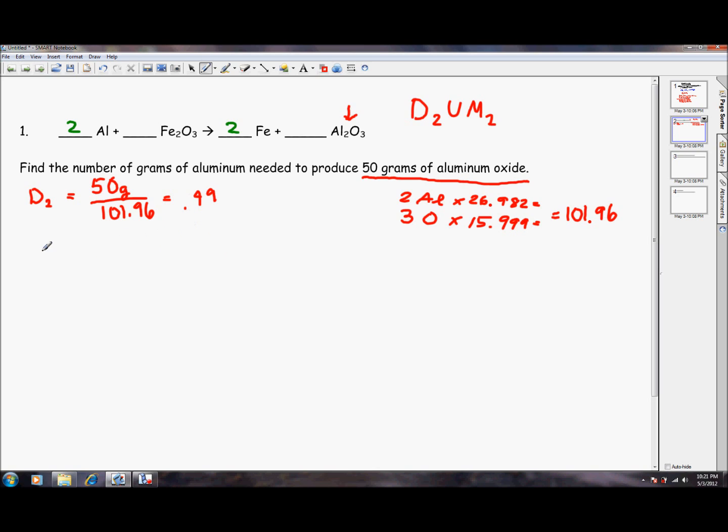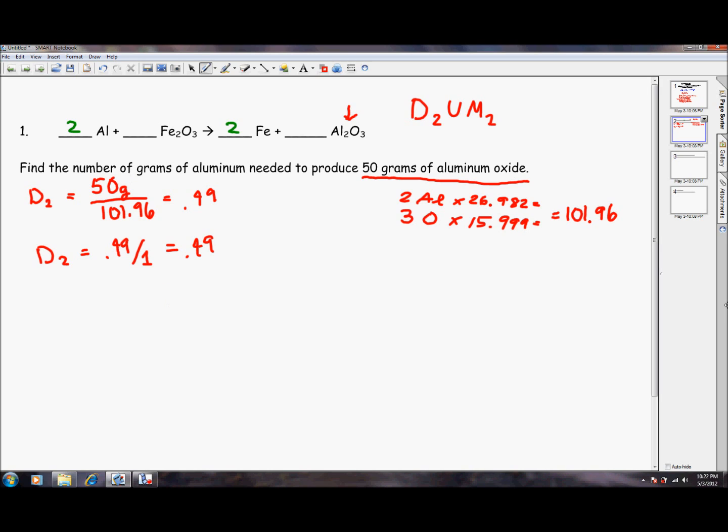Okay, D2 says I divide the 0.49 by the number in front of the formula, which is, since there's nothing there, a 1. So 0.49 divided by 1 equals 0.49. I know it may seem kind of funny to show the work for dividing by 1, but you need to show me that you're remembering what you're tracking. Okay, so what we're doing here is converting to the number of moles, and then we're starting to look at the ratio between the aluminum oxide and what we're trying to find out about.